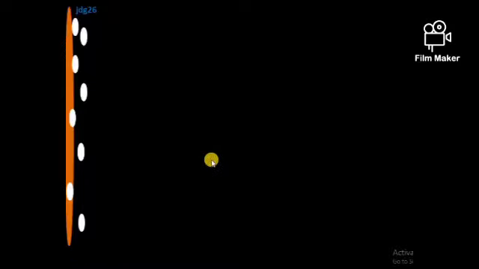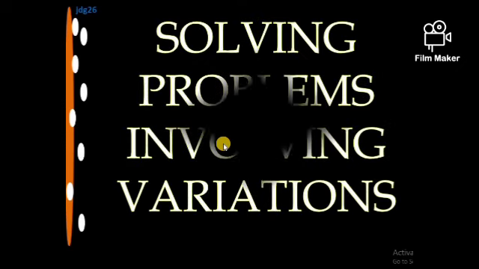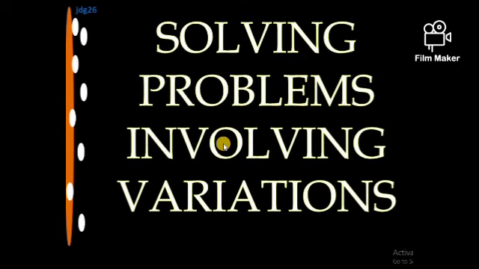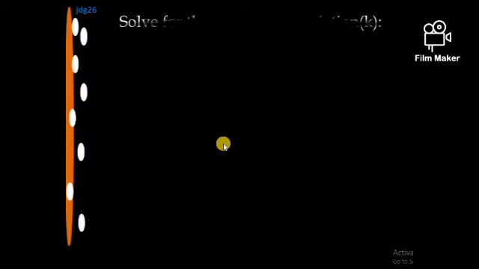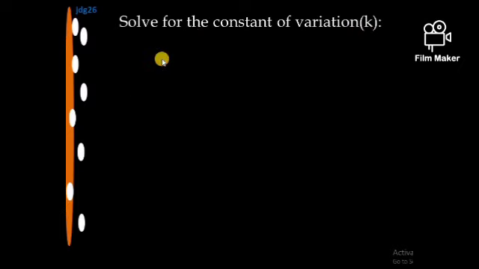Good day everyone! Ang i-discuss natin ngayon ay kung paano mag-solve ng problems involving variations. Let's have first a review. How to solve for the constant of variation or the value of k.